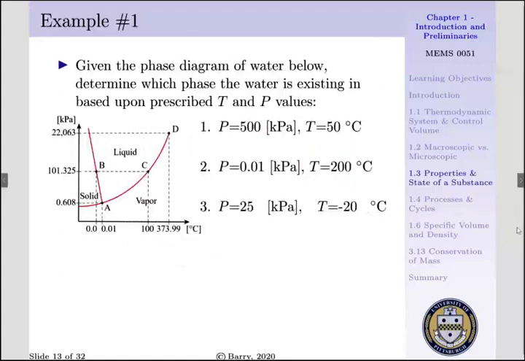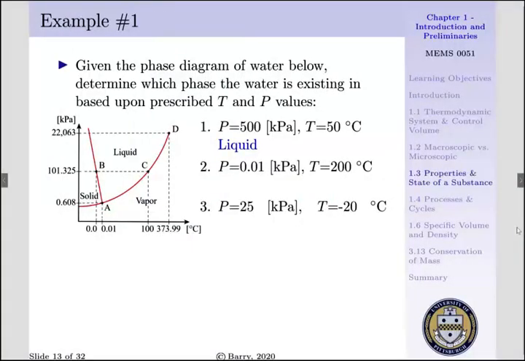Now let us look at example 1. Say we're given the phase diagram of water below, and we want to determine which phase the water is existing in based upon our prescribed temperature and pressure values. Say we're given a pressure of 500 kPa and a temperature of 50 degrees centigrade. We see a pressure of 500 kPa lies between 101.325 and 22,063 kPa, and our temperature of 50 degrees centigrade is lying between points B and C. So we can say this point is going to lie within our liquid region.